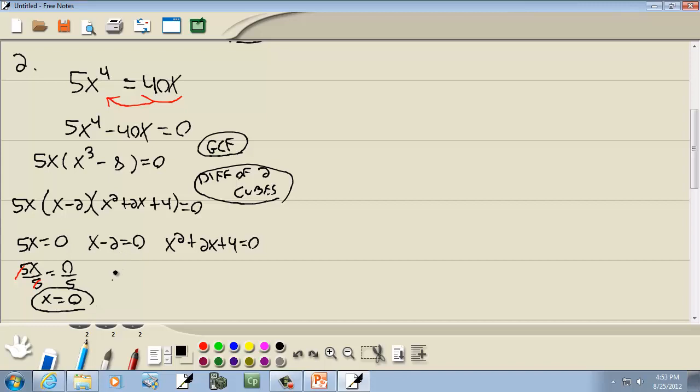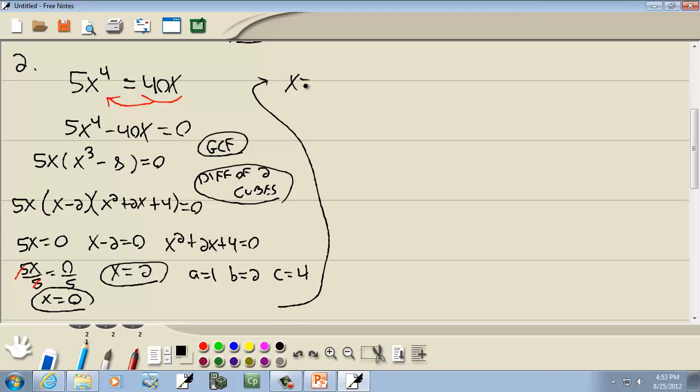Now x minus 2 is equal to 0. Take the negative 2 to the right side, becomes a positive 2. Like that. Now x squared plus 2x plus 4, since it won't factor, we're going to use the quadratic formula. Now a is what's before x squared, which is 1. B is what's before x, which is 2. And c is our number at the end, which is 4.